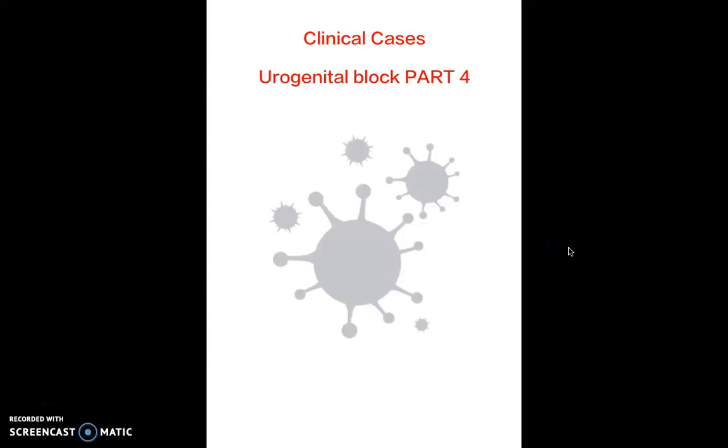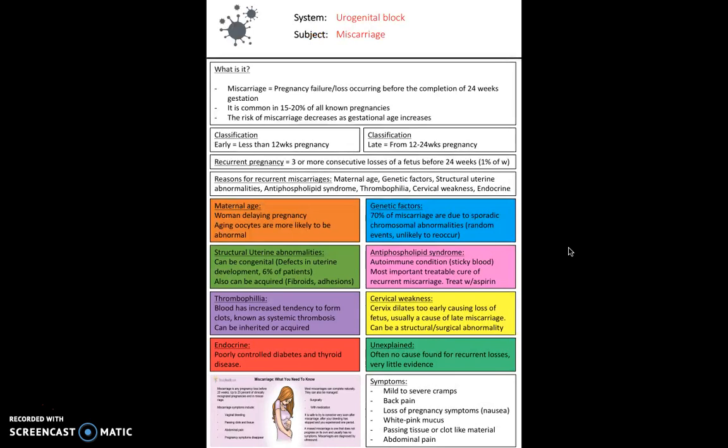Today we're going to be looking at the remaining cases that we were taught about within the urogenital block. So these include miscarriage, menopause, pregnancy and placental abnormalities, different types of urogenital cancer such as cervical, vulval, endometrial and ovarian cancer, gestational trophoblastic disease or molar pregnancies, premature ovarian failure and fibroids. So let's get started by looking at miscarriage.